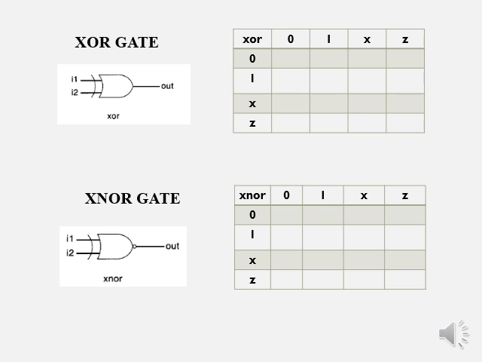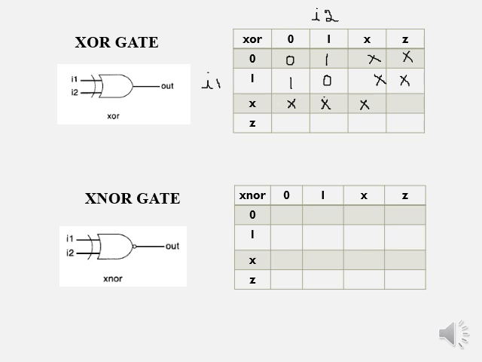There is no controlling input as such for the XOR gate. So let me take this input as I1 and this input as I2. 0 XOR 0 is 0, 0 XOR 1 is 1, 1 XOR 0 is 1 and 1 XOR 1 is 0. And whenever one of the inputs is X or Z, the output will be unknown, so the remaining cells are unknown.